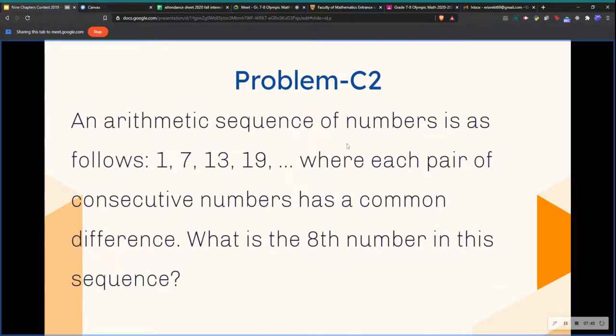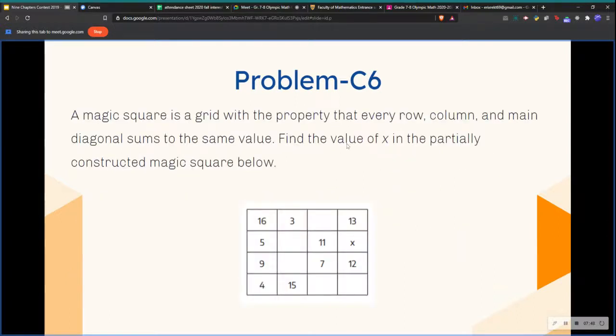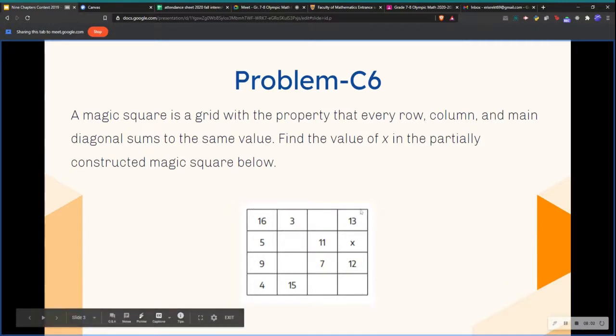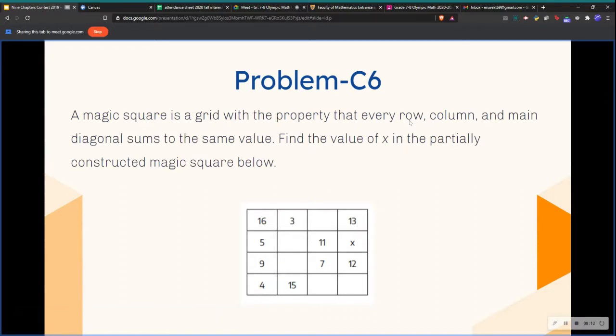No questions? All right, let's move on to problem C6. A magic square is a grid with the property that every row, column, and main diagonal sums to the same value. A main diagonal goes from the top left corner to the bottom right corner, or top right corner to the bottom left corner, not the smaller diagonals with only two squares. So every row, column, and main diagonal has to sum to the same value. Find the value of x in the partially constructed magic square below. I'll give you a minute or so to figure that out.